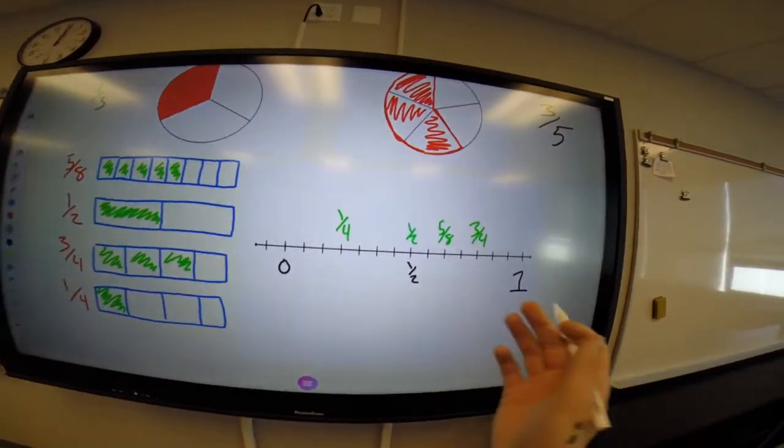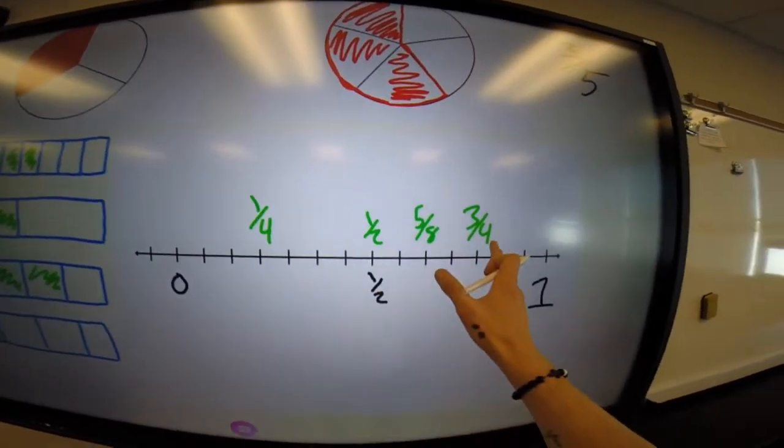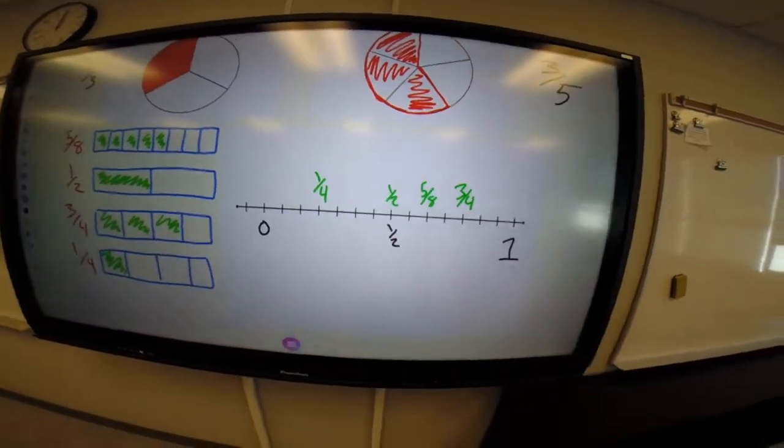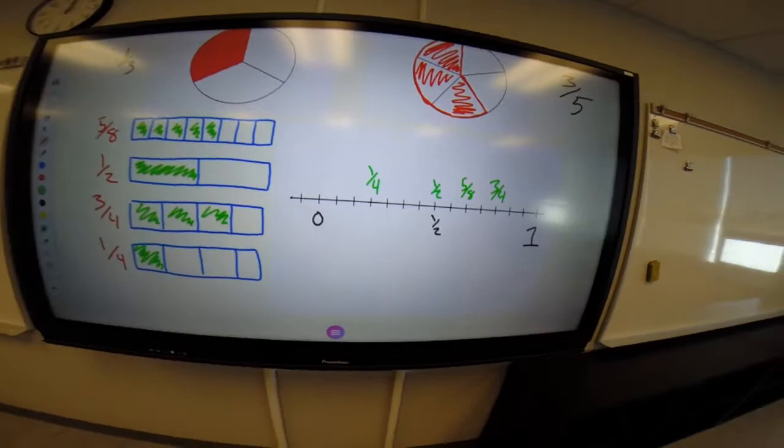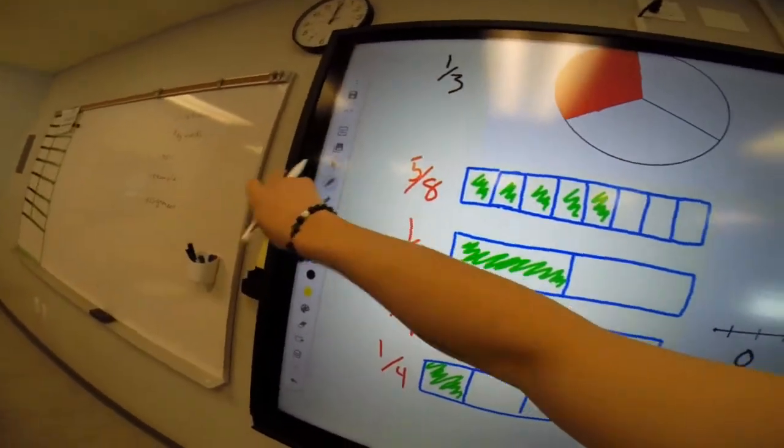And then I've shown my least fraction all the way up to my biggest fraction right here. Okay, and then I get rid of that.